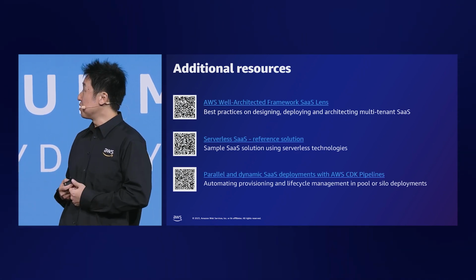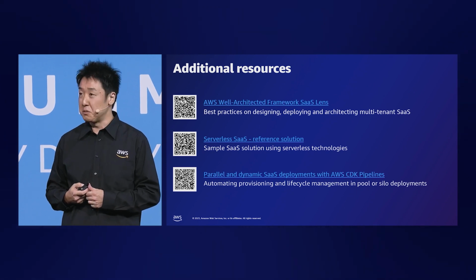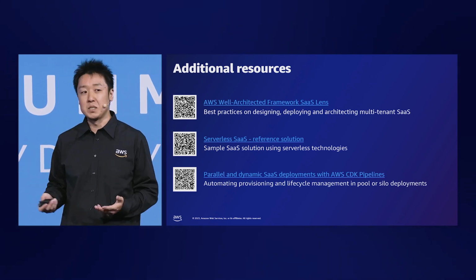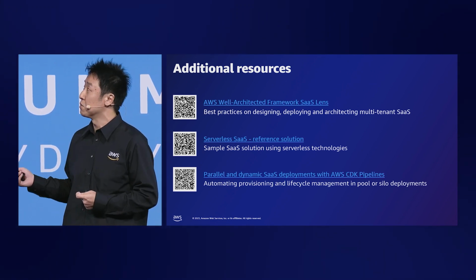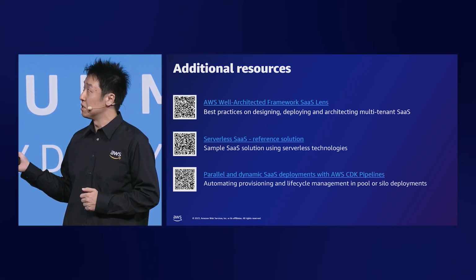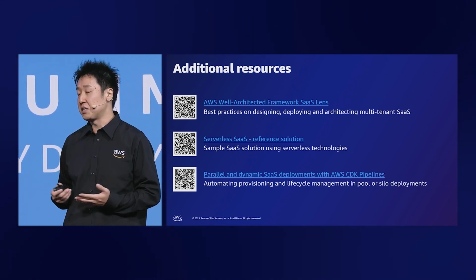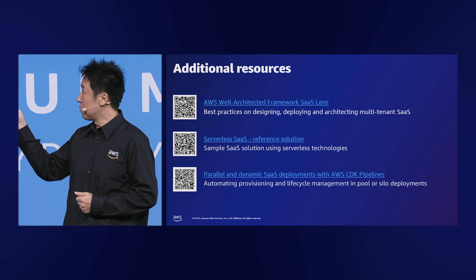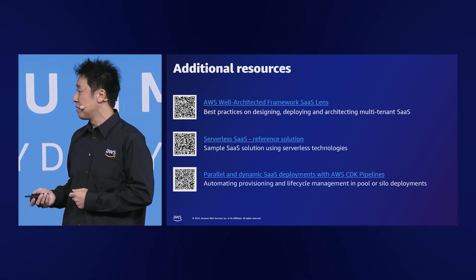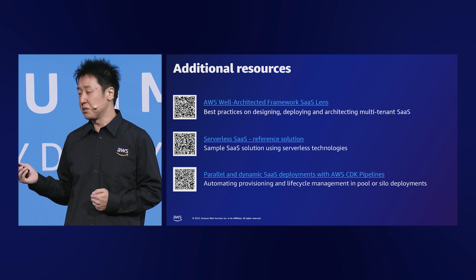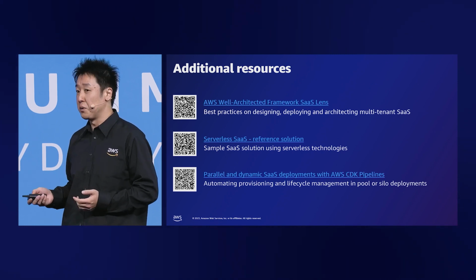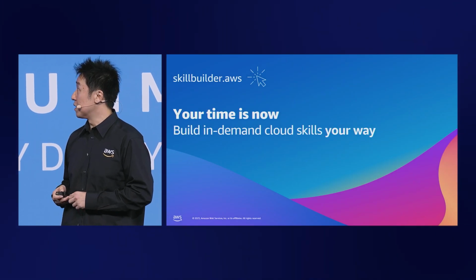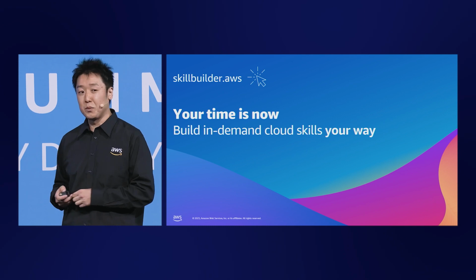So if you're looking to get started on your multi-tenancy journey, I'd recommend checking out some of these resources. We have the Well-Architected Framework SaaS Lens, and that can help you make a current assessment of how you approach multi-tenancy and SaaS in general. We also have the serverless SaaS reference solution, and that's available in GitHub. So that has a collection of different sample code that addresses a lot of the common SaaS functionality. And down the bottom there, we also have the blog post that describes a pretty similar implementation to the one that you just saw today, and that uses technology like CDK as well. We also have a range of resources available in skillbuilder.aws, so please make sure to check those out too.